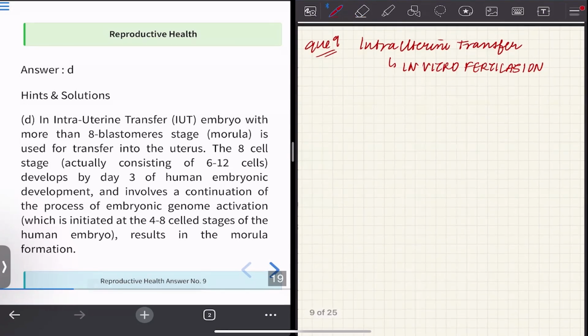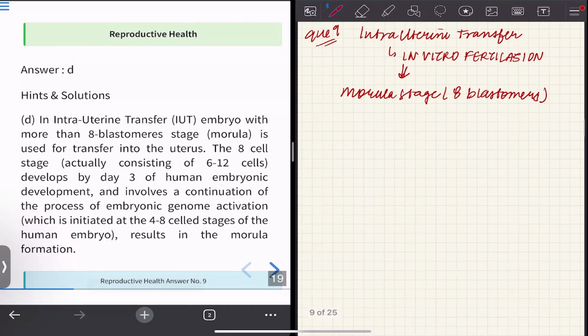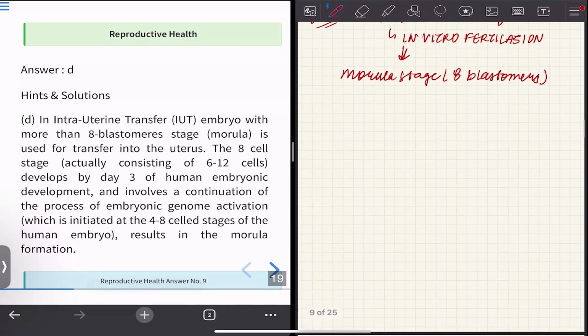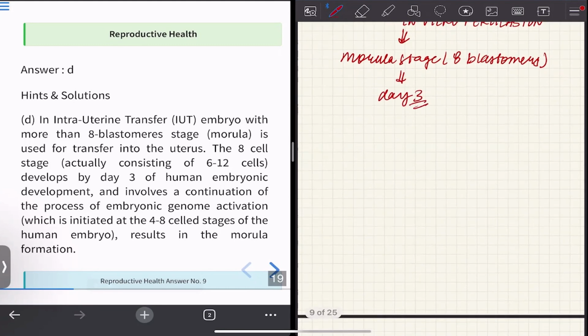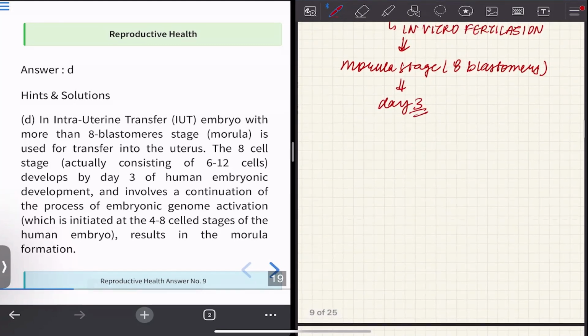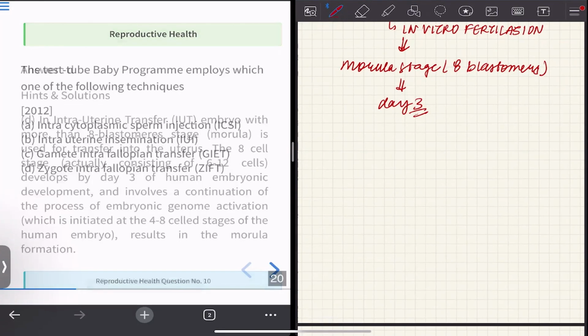So in vitro fertilization, we usually transfer the morula stage. And how many blastomeres are present in a morula? 8 blastomeres are present in the morula stage, and it is then transferred into the uterus. The 8 cell stage develops by which day? By day 3. So by the third day, the morula is formed. It has 8 blastomeres, and then it is transferred into the female body.